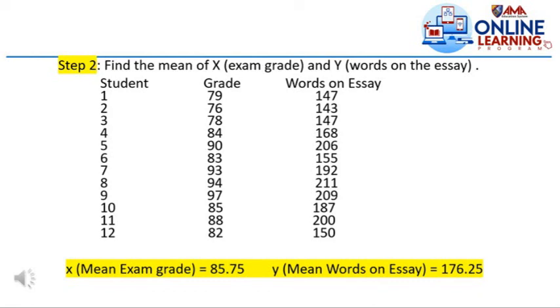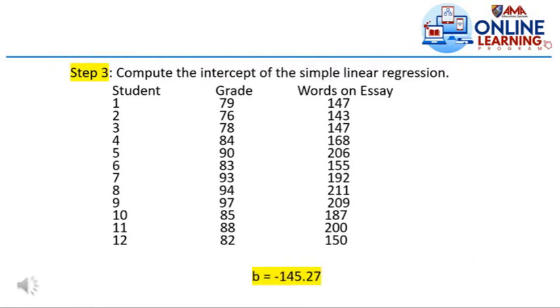Then, this is the mean grade, and then the mean words in essay. This is the mean grade, and this is the mean number of words used in the essay, or this is the x bar and this is the y bar. X bar is 85.75 and y bar is 176.25. Then compute the intercept using Excel or the computer. We have b is equal to negative 145.27.